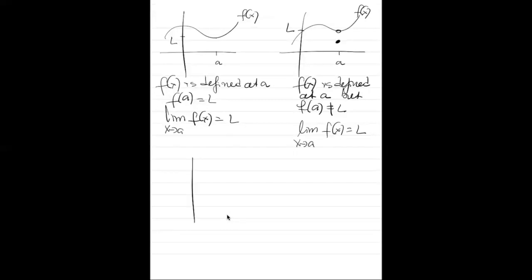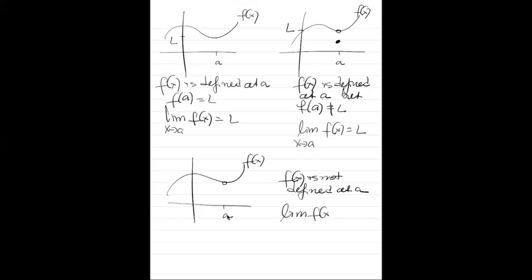And the third case, we have the same function f of x. We have a hole when x is a, and we're not going to define it. We're just going to say f of x is not defined at a. But in this case, you can still see that the limit when x approaches a is still L. So it didn't matter if it was defined or not defined.